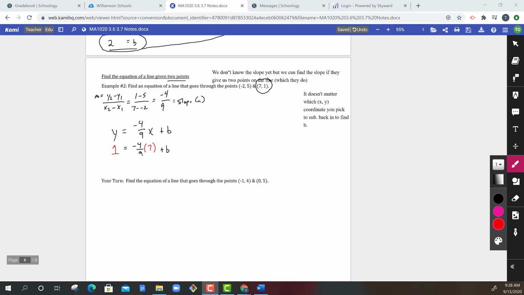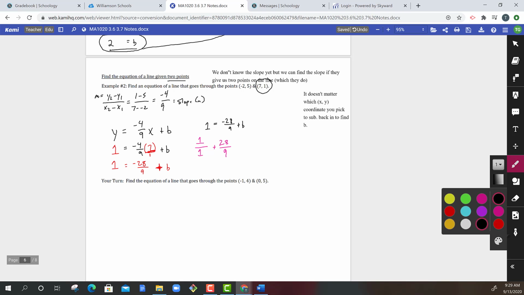So quick little review with fractions. When you multiply a whole number times a fraction, you put it over 1, and you multiply the tops, and we would get -28/9. Multiply the tops, and you multiply the bottoms there. And then to solve for b, we're going to add 28/9 to both sides. So you need to add 1 over 1 to 28/9.